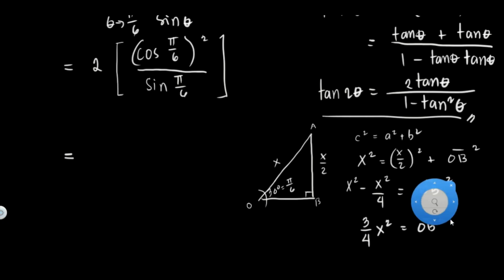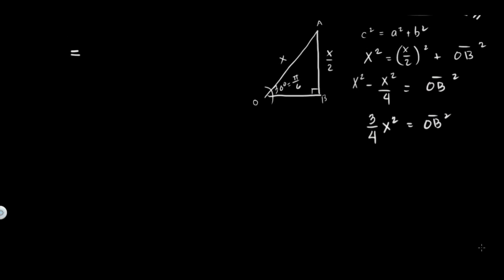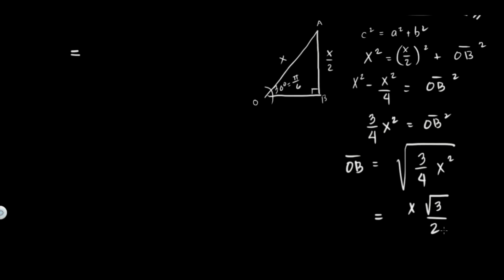Now, taking the square root of both sides, so lagay ko na lang dito is OB. Square root na natin. Square root of 3 over 4 X square. Okay? Or simply X times square root of 3 over 2. Yes? Okay, this is your OB. Ito pala, this is square root of 3 over 2.